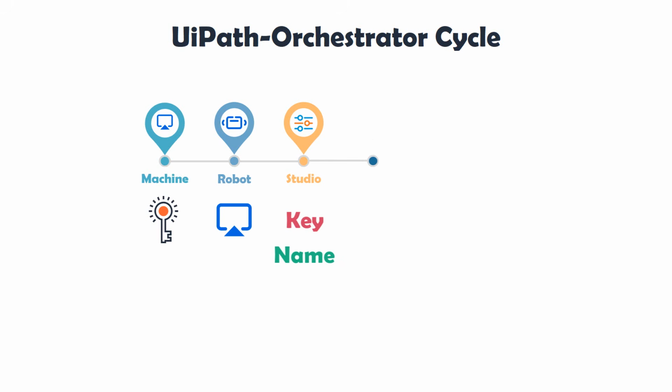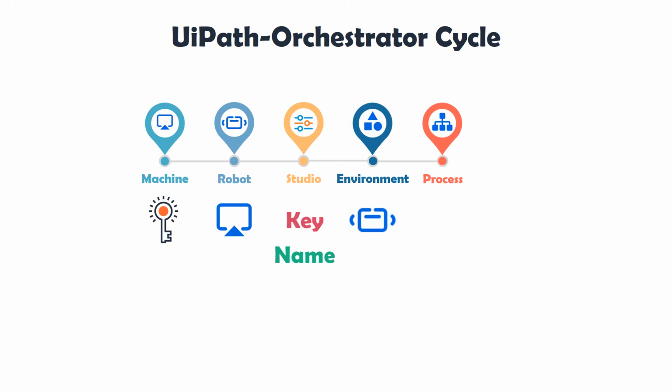Then you have to create an environment. In this environment you have to choose a robot or more. Here you can select your robot, which you already created. After that, you have to create a process. To create a process, you need a package. This package is your project, which you created in UiPath Studio and published to Orchestrator. Using this package, you can create the process. You need to select a version of the package. And also you need to select an environment. Here you can select the environment, which you already created.